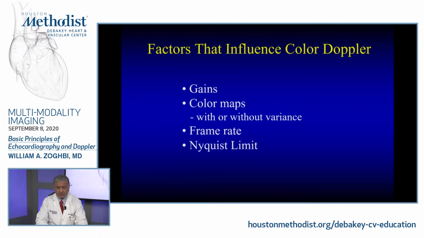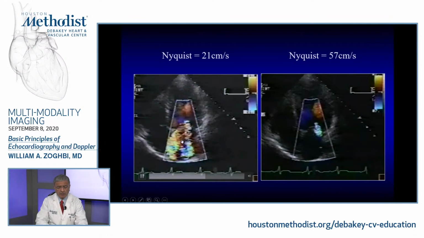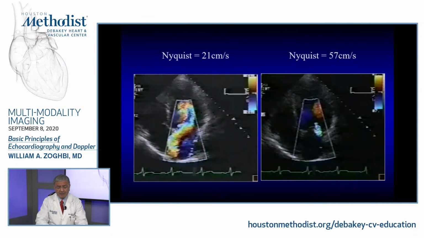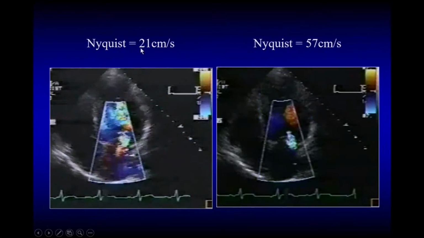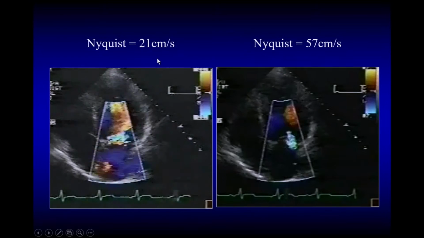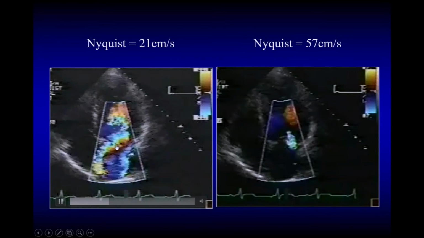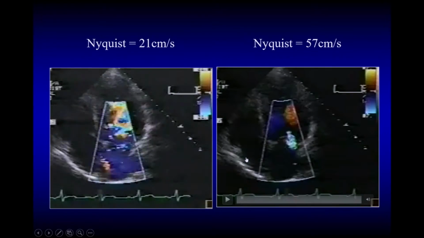What are the factors that will influence color Doppler? Gains, obviously, color maps, frame rate, and the Nyquist limit. This is just a higher gain, and you could exaggerate aortic regurgitation and mitral inflow coming through here. So the Nyquist limit is very important, because if I decrease my Nyquist limit in this mitral regurgitation to the 20s, I'm going to detect almost any flow that is occurring here and will exaggerate what mitral regurgitation looks like.